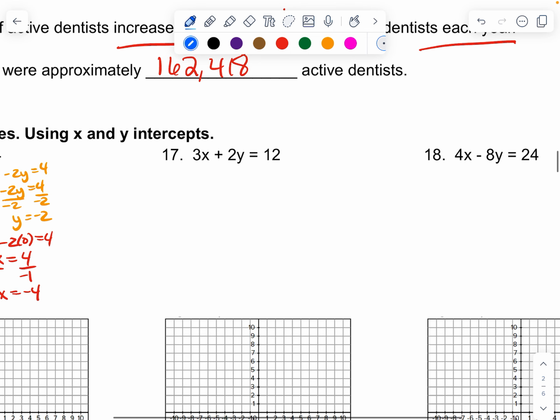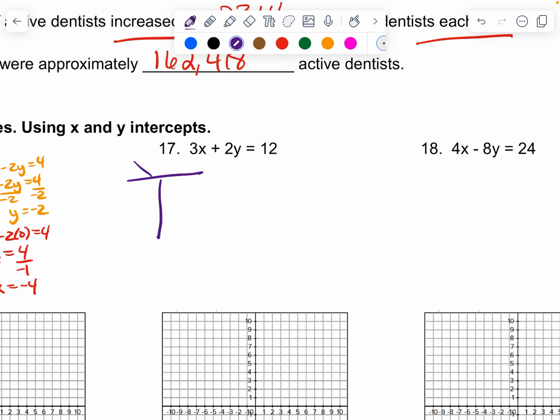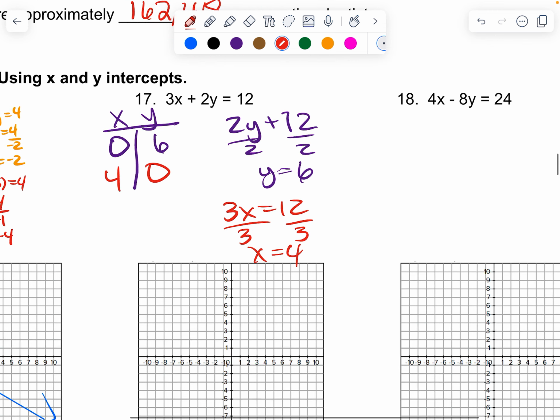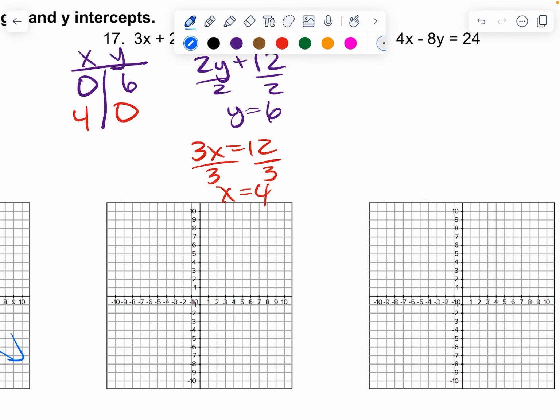Okay, so this one, I'm going to do the exact same thing. Plug in 0 for x. If I do that, I get 2y equals 12. Divide by 2 and get y equals 6. Plug in 0 for y. I would get 3x equals 12. Divide by 3, get x equals 4. So I'm going to plot the point 0, 6. Plot the point 4, 0. And maybe I can do this. There we go. Looks pretty good.